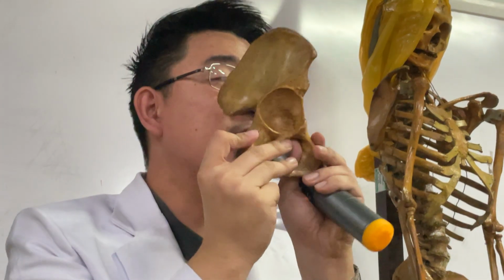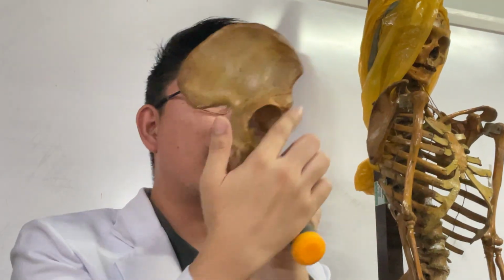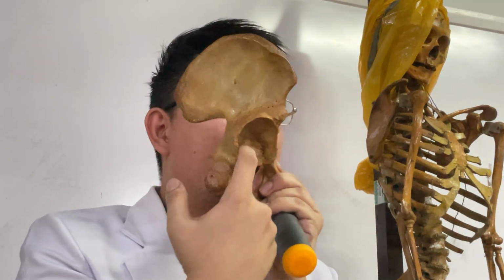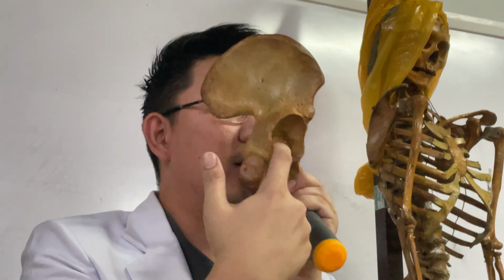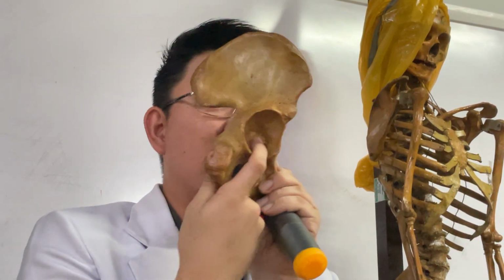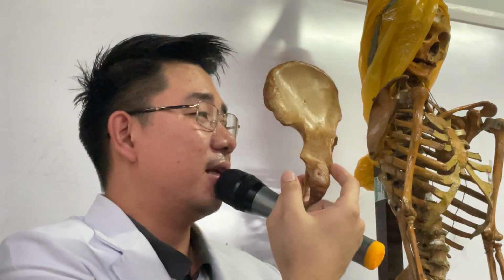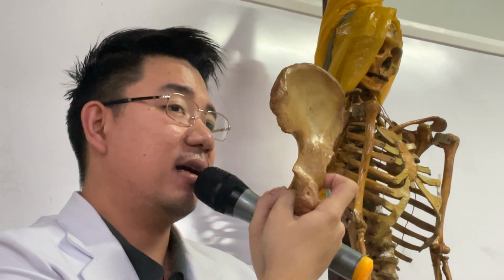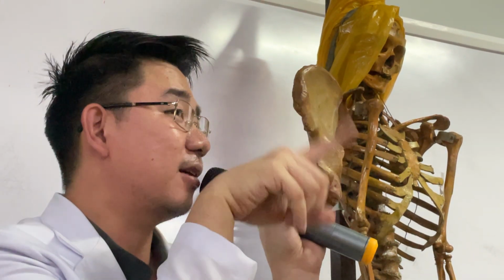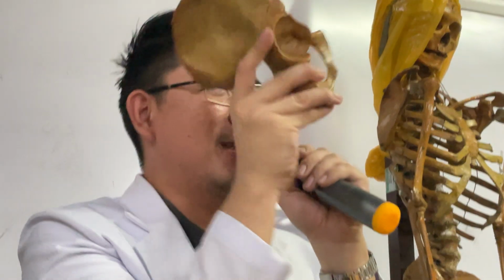Next, what else? Let's go to the acetabulum. The acetabulum has two portions, one at the lateral surface and one at the medial surface. If you can see, the acetabulum has two depressions, right? The one in the lateral surface is known as the lunate surface because it looks like a moon, a crescent moon.